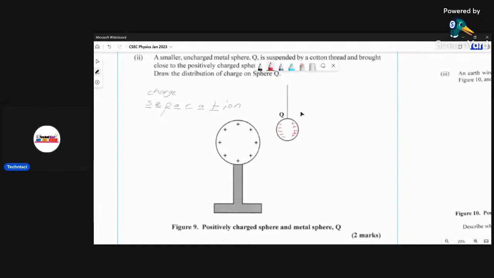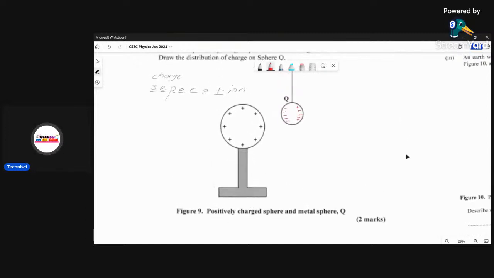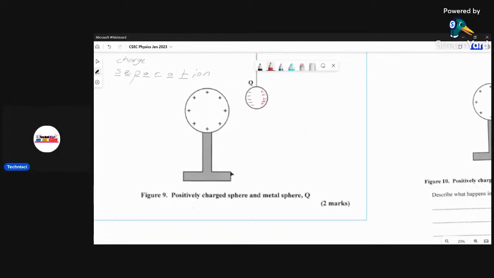Charge separation. Good. So they said draw the distribution of charge on sphere Q. We would have gotten our 2 marks because 1, we draw both positive and negative on it. And number 2, we show the charge separation where negative is close to the positive and positive is on the side further away. So that is charge separation, and that's what's happening. So we just got our 2 marks. Moving along.